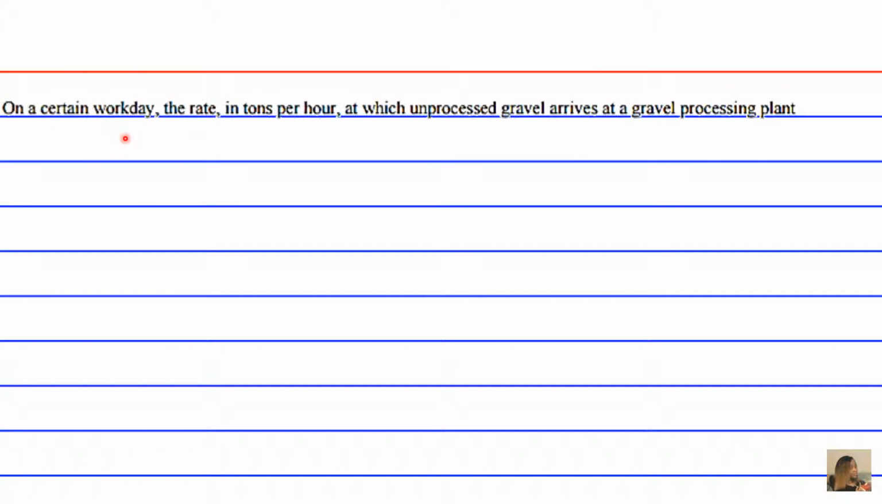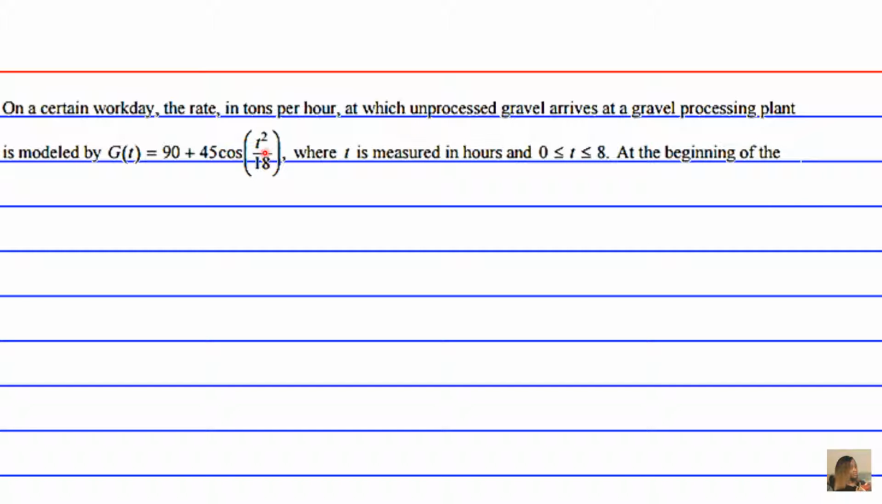On a certain workday, the rate in tons per hour at which unprocessed gravel arrives at a gravel processing plant is modeled by G of t equals 90 plus 45 cosine of t squared over 18, where t is measured in hours and t is greater than or equal to 0 hours and less than or equal to 8 hours. All right, so this is our closed interval.